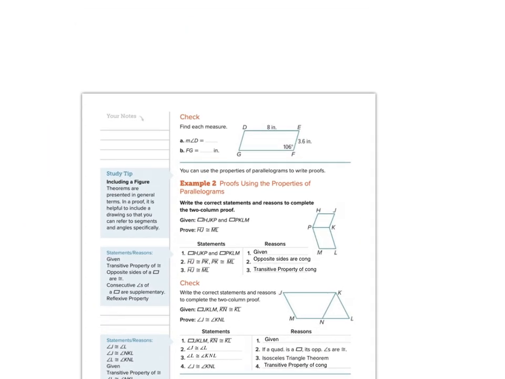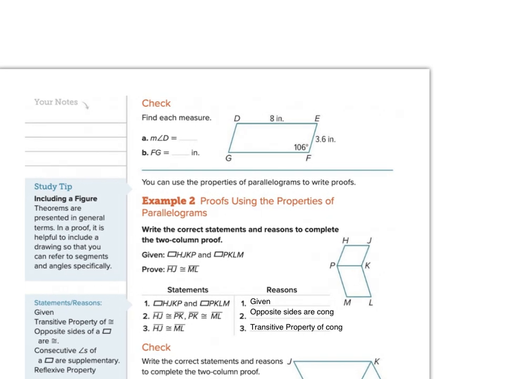So here, again, find the measure of angle D. If this is 106, the opposite is 106. So using those definitions, FG is congruent to this. DE is 8 inches, therefore FG is also 8 inches. So again, using my characteristics.